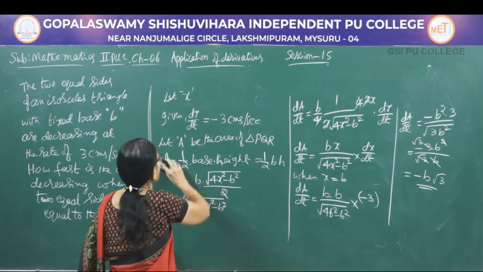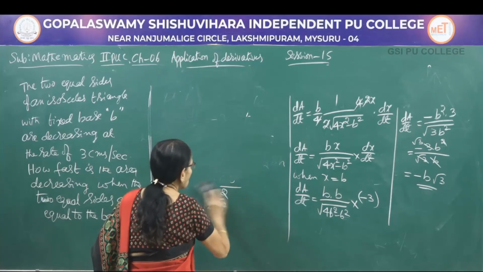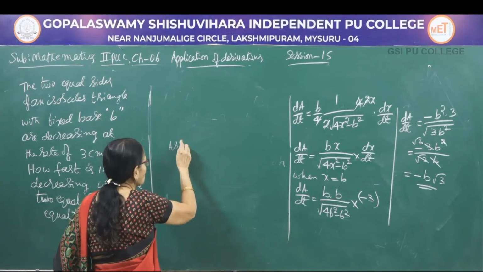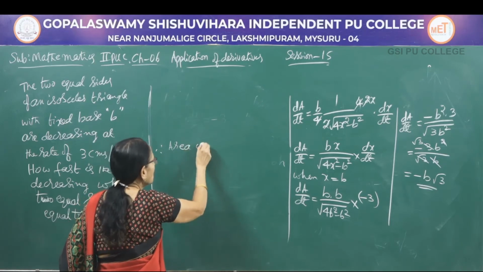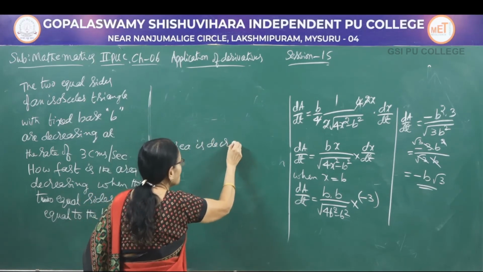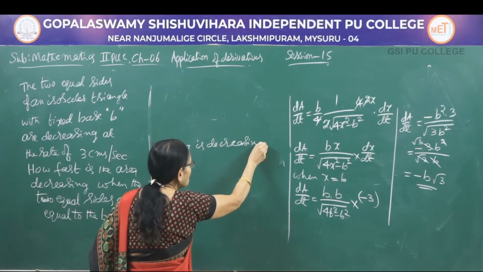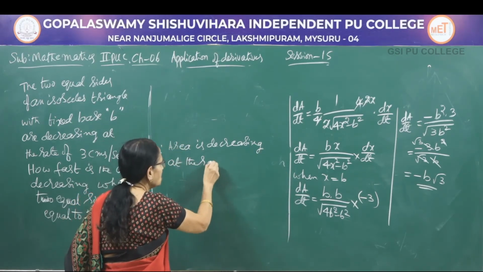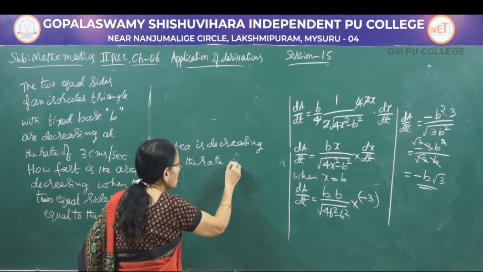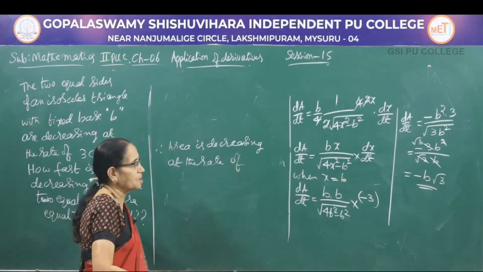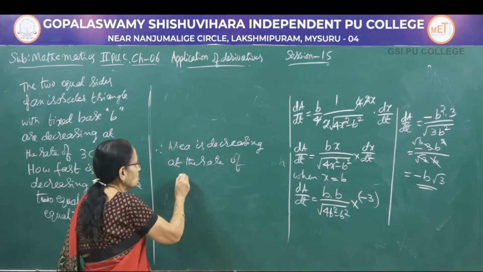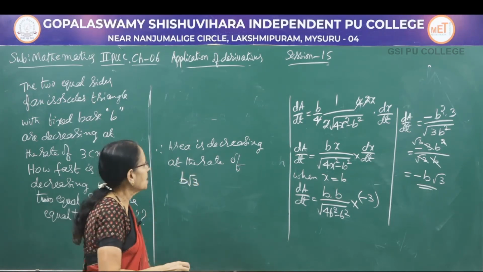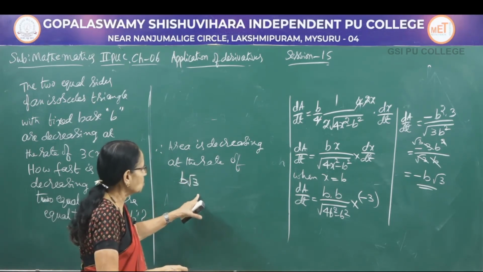So, how do you write the answer? While writing the answer, you have to write in a proper sentence. You write the answer in statement form only. Therefore, area is decreasing. Don't write the minus sign. At the rate of, now it is area we are considering. Write the value first. It is b into root of 3. Don't write the minus sign. At the rate of b into root 3.